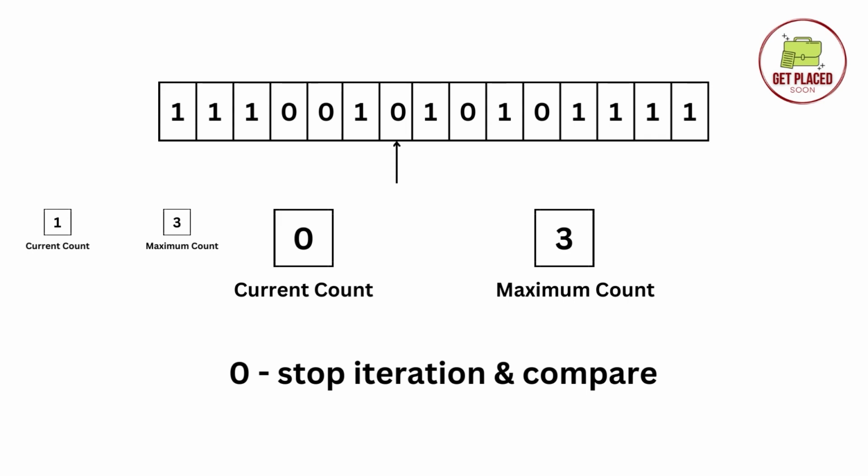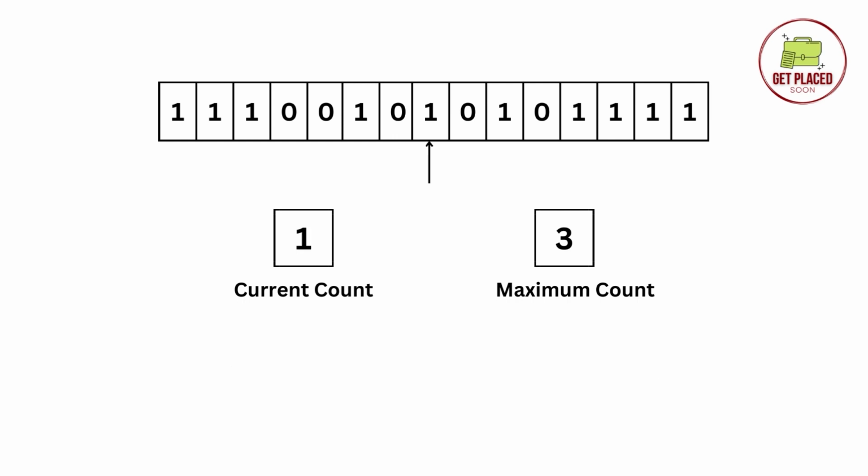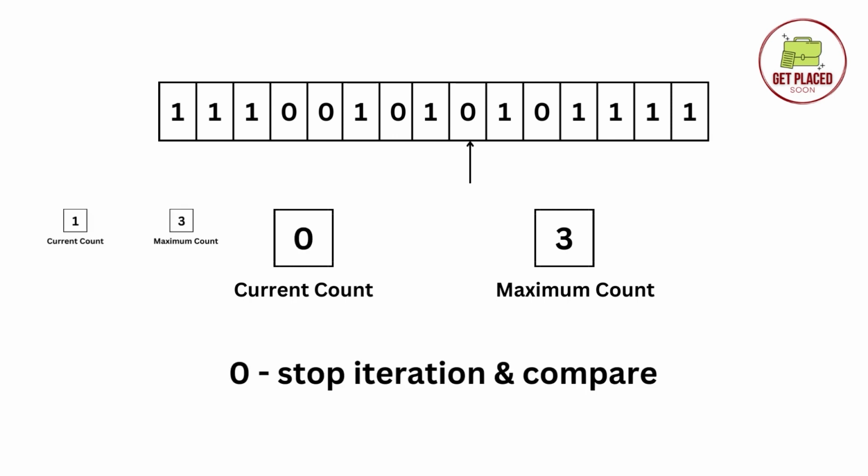Okay. Now we reset current count value from 1 to 0. So the current count is 0, maximum count is 3. Now moving ahead, we got 1. We again start the current count, that is 1. Now again we got 0.